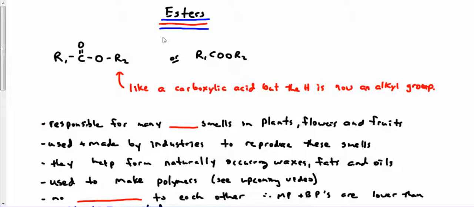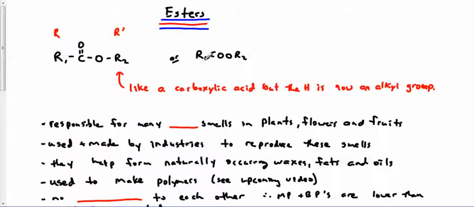All right, let's talk about esters. Esters are like a carboxylic acid, but the acid H is being replaced by another alkyl group, and it doesn't have to be the same as the one that's over here. So usually they get an R1 and an R2. Sometimes you might see it written as R and R prime, but I'm going to use this notation.